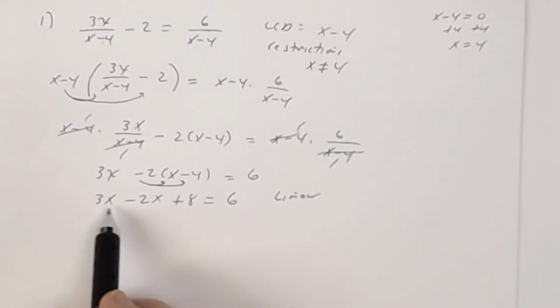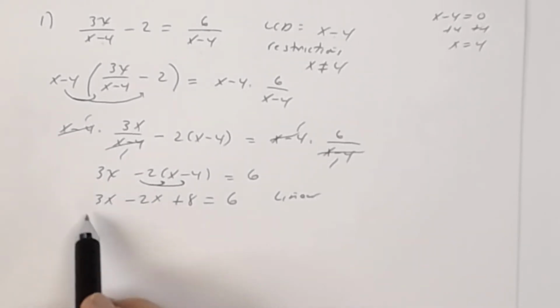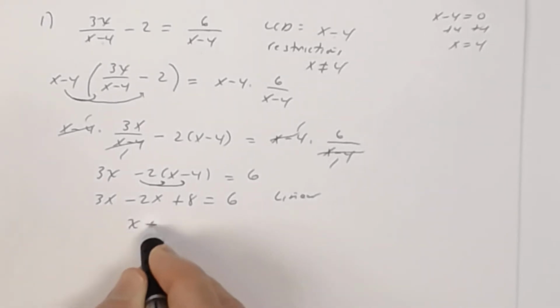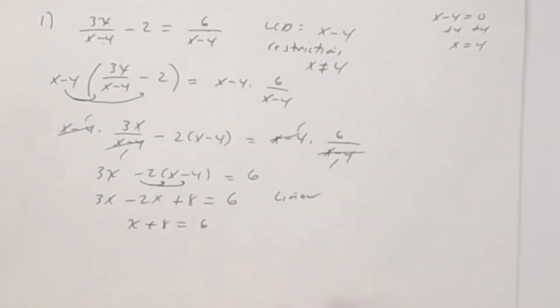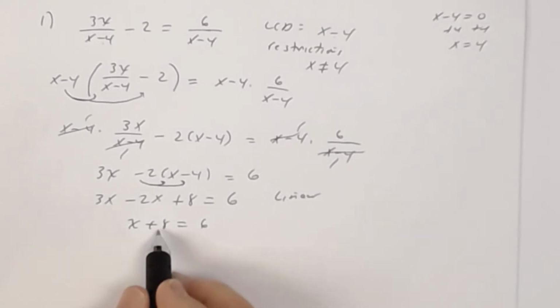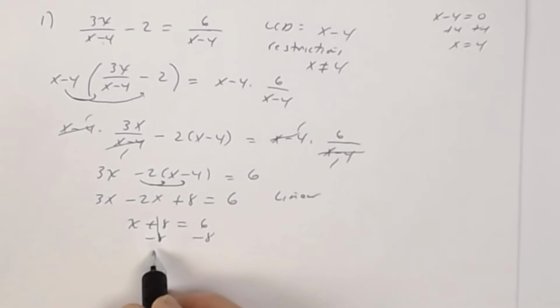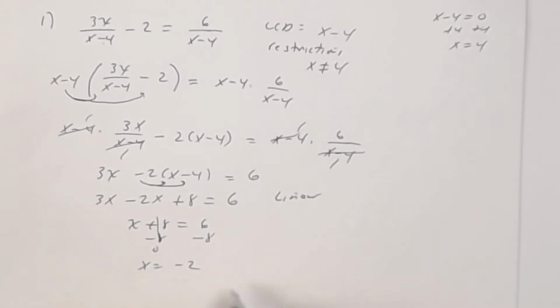Okay, so in this linear equation, notice that I can combine like terms on the left side. So 3x minus 2x is x. I got x plus 8 equals 6. And then to get x by itself, let's go ahead and subtract 8 from both sides. And then combine like terms: 8 and negative 8 is 0. So I get x plus 0 is x, equal to 6 minus 8, which is a negative 2.